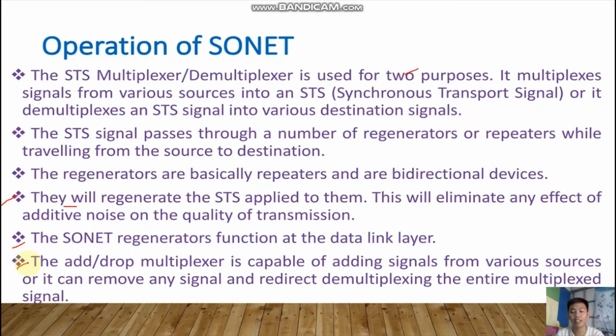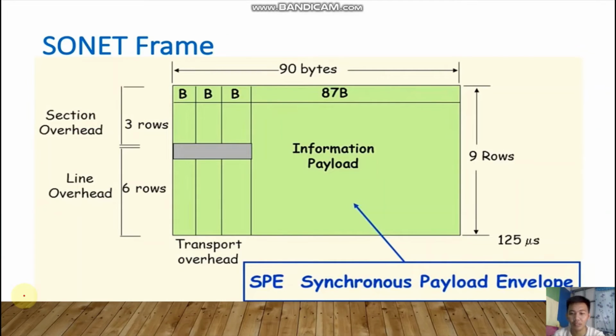The SONET regenerators function at the data link layer. The add-drop multiplexer is capable of adding signals from various sources, or it can remove any signal and redirect it, without demultiplexing the entire multiplexed signal. So this is a SONET frame. It consists of 90 bytes and 9 rows. The first 3 bytes of the 9 rows is called the transport overhead. It is divided into section overhead and line overhead. Section overhead has 3 rows and line overhead has 6 rows. The remaining 87 bytes is called the information payload, and it is transported in a time period of 125 microseconds.